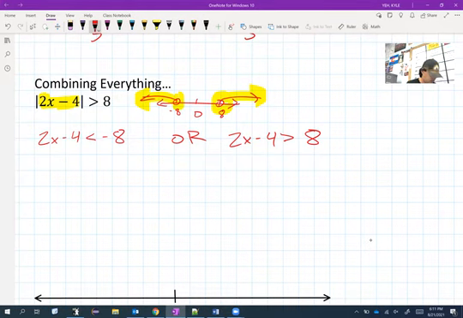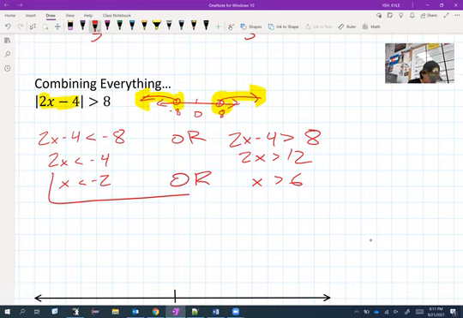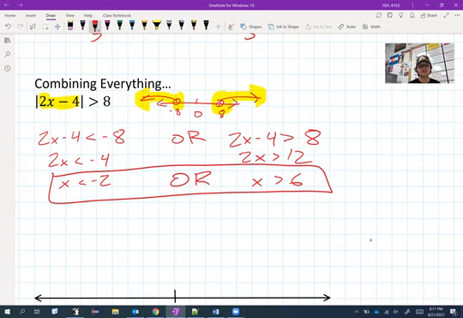So now we can just solve these normally. 2x, add 4 on both sides, is less than -4. x is less than -2. Or add 4 on both sides. 2x is greater than 12. I should have written that a little bit above. 2x is greater than 12. So x is greater than 6. It looks like my answer is x is less than -2 or x is greater than 6.